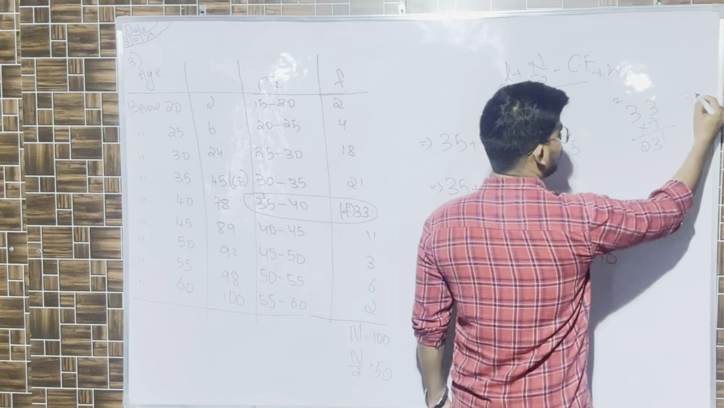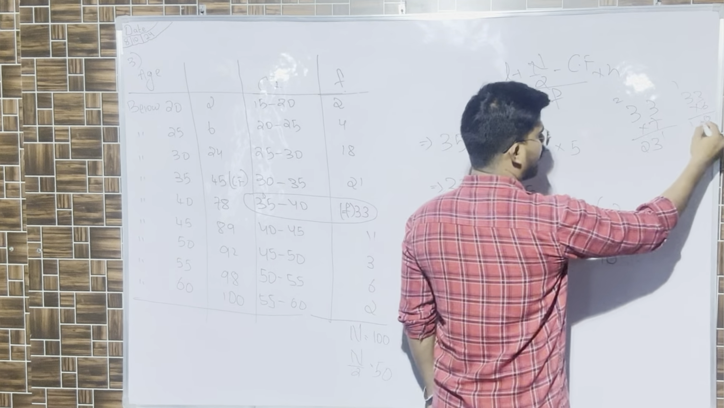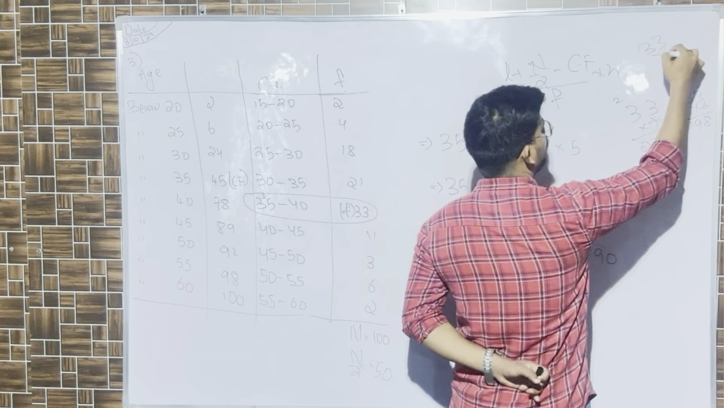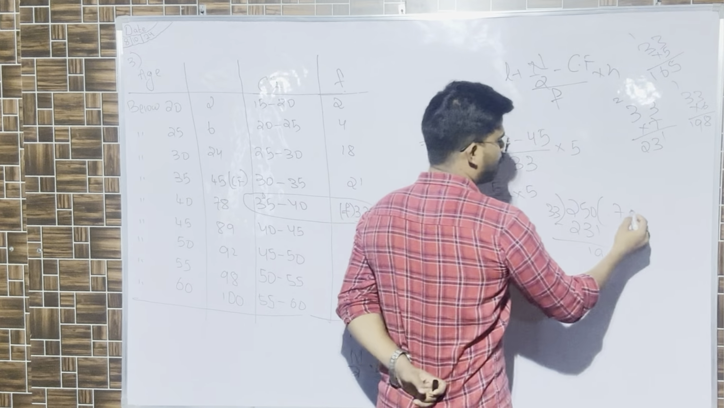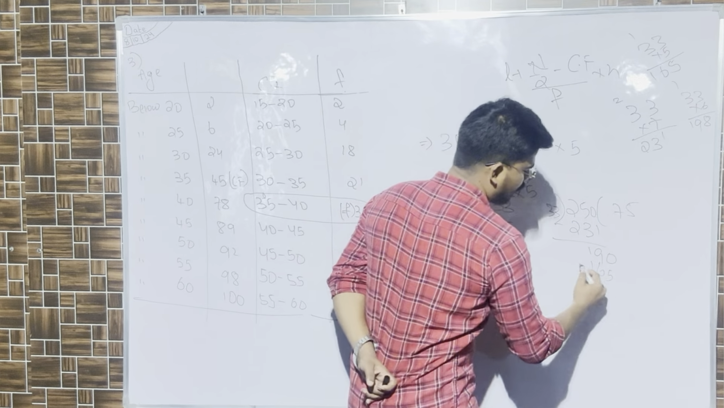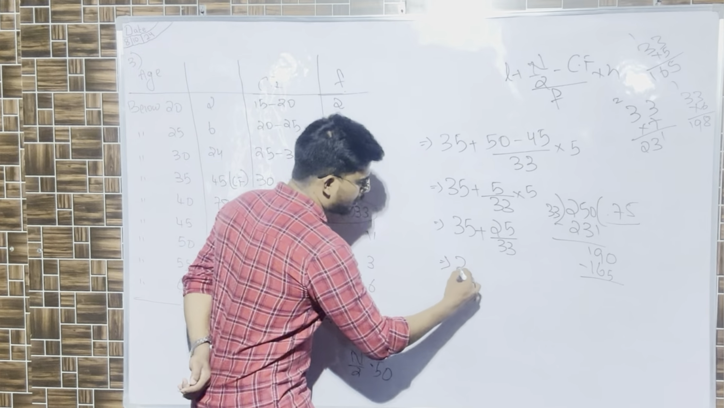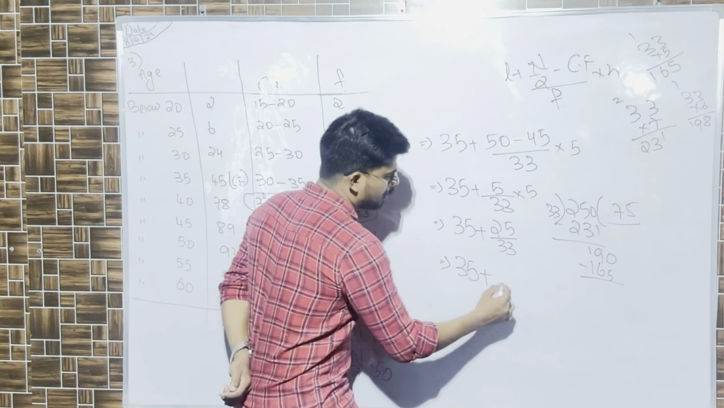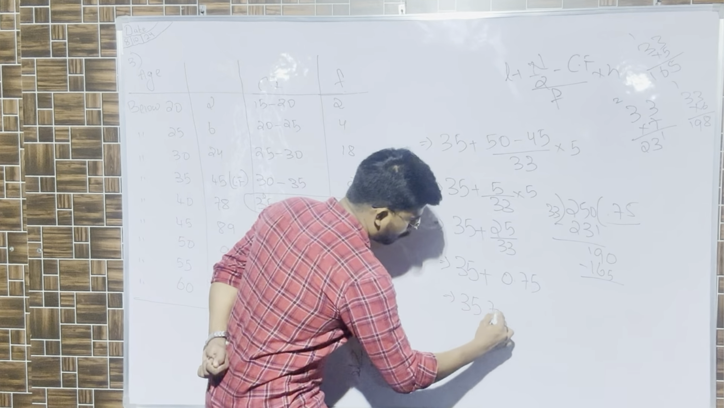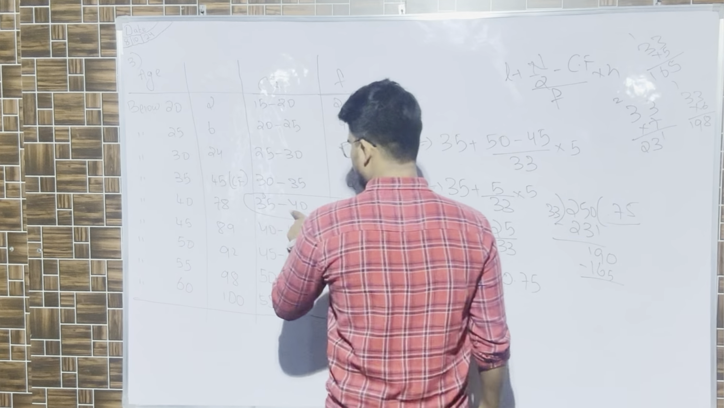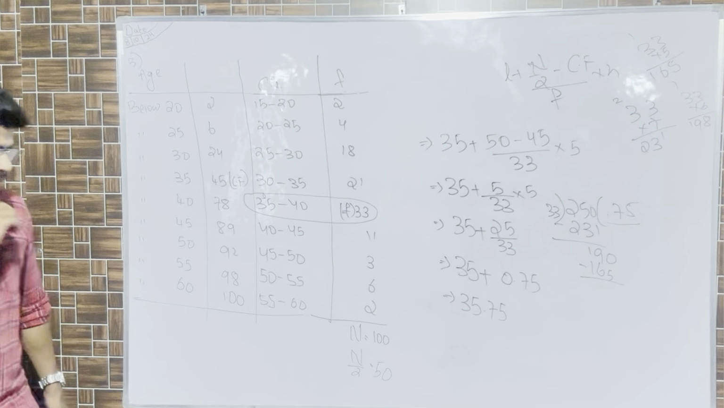6 we will check once. 33 into 6: 6 threes are 18, plus 1, 19, 198. So 33 into 5: 5 threes are 15, plus 1, 16. By 5 we are getting 165. No need to subtract because after the point we already got 2 digits. 35 plus 0.75 is 35.75. 35.75 is between the given values, so that is correct. This is one of the questions.